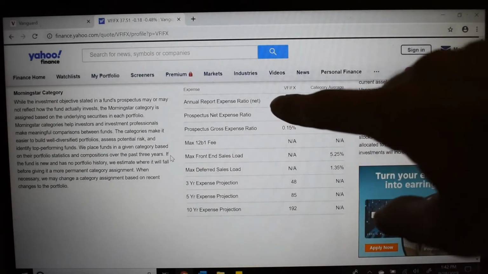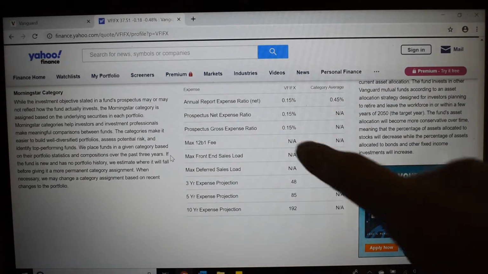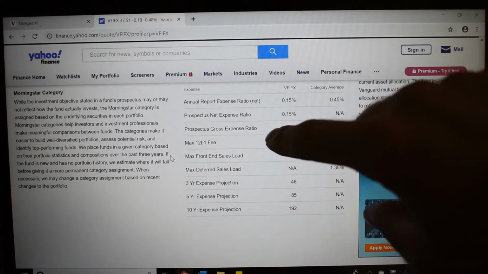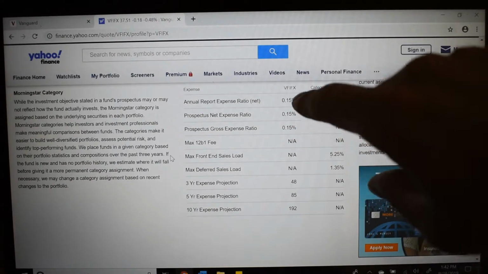So the annual report expense ratio, which I was talking about before, 0.15%. Prospectus net expense ratio, 0.15. Prospectus gross expense ratio, 0.15. Those don't show up on Vanguard's website, and I'll show you in a second. It just says expense ratio 0.15.